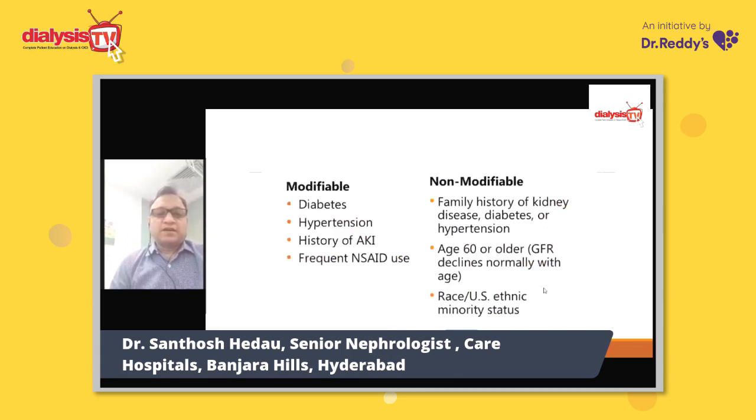You have modifiable risk factors and non-modifiable risk factors. Modifiable means you can modify your diabetes, you can modify your hypertension, history of AKI and frequent NSAID use, you can modify. What you can't modify is if you have a family history, if you are elderly, or of a particular race or ethnicity.